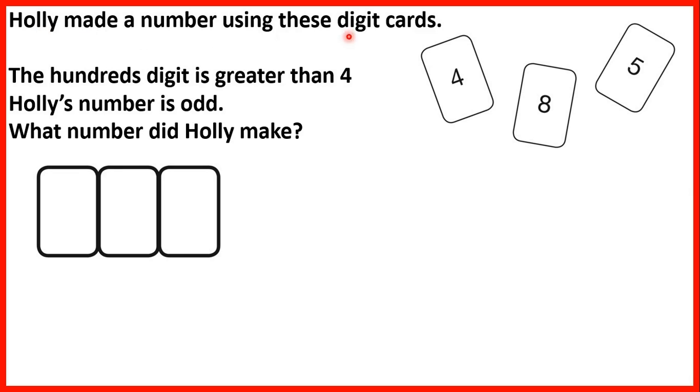Holly made a number using these digit cards. The hundreds digit is greater than 4. Holly's number is odd. What number did Holly make?